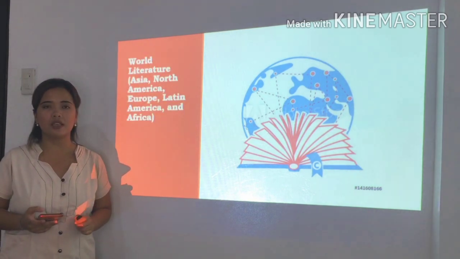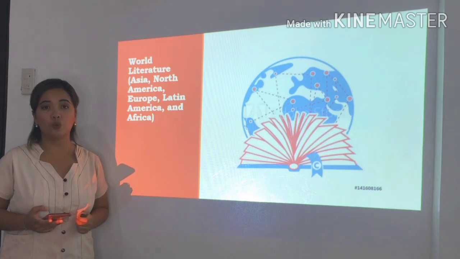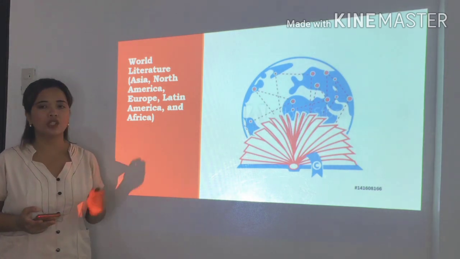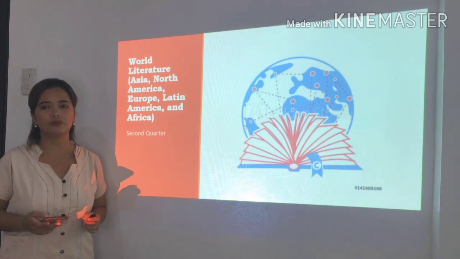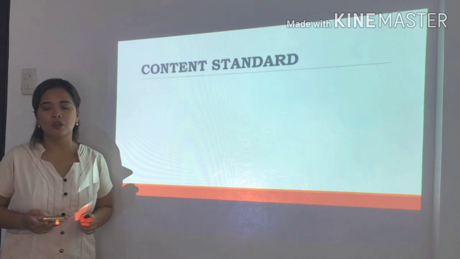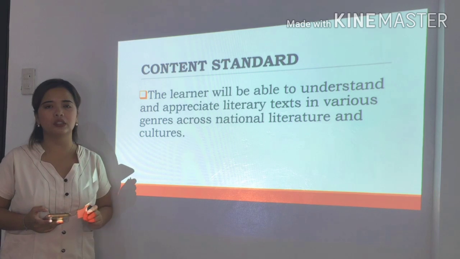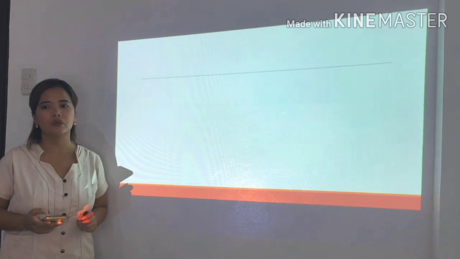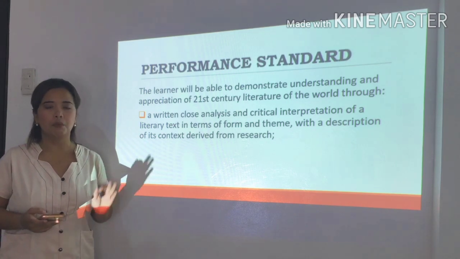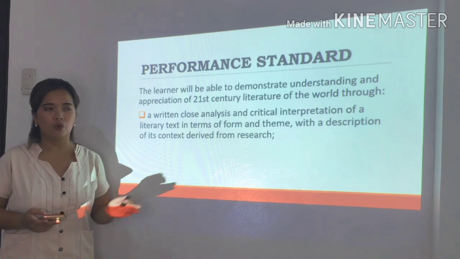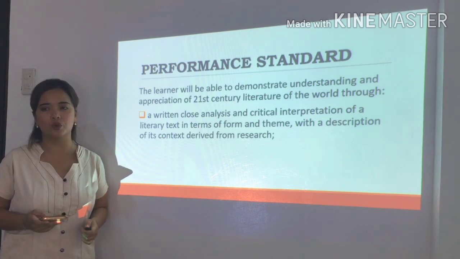Now let's move on to the second quarter. For the second quarter, we're going to be dealing with world literature, including Asia, North America, Europe, Latin America, and Africa. For the content standard, it's the same also, but we're going to go with the context of world literature. And the performance standard, you're going to be doing the same also, but in the world literature context. We're just going to have a variation of task, which is different from the first quarter.